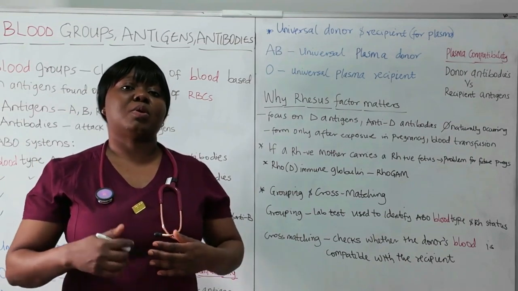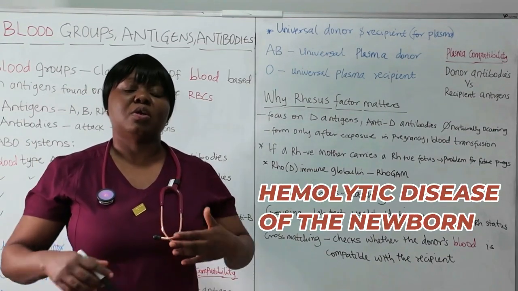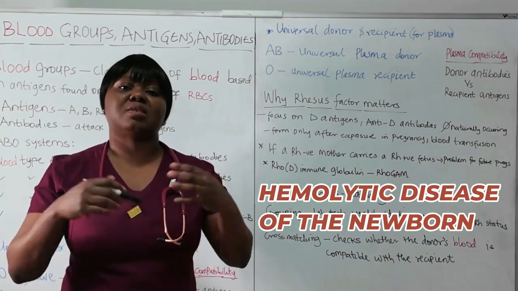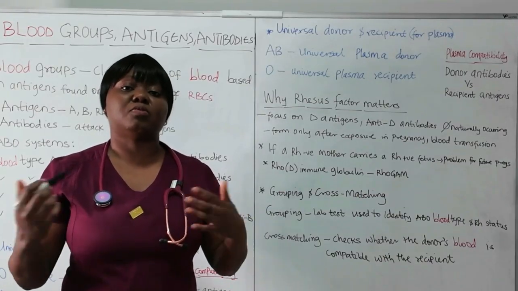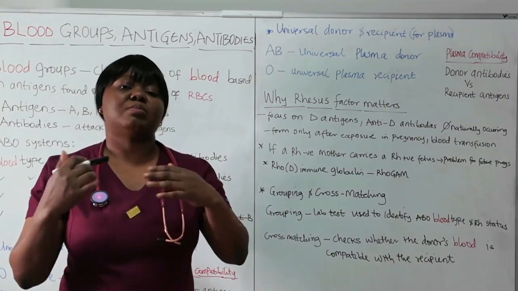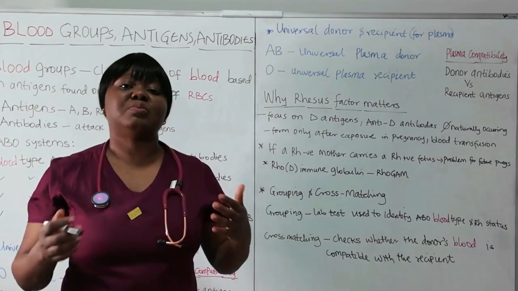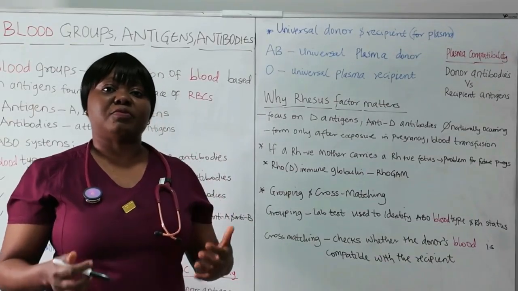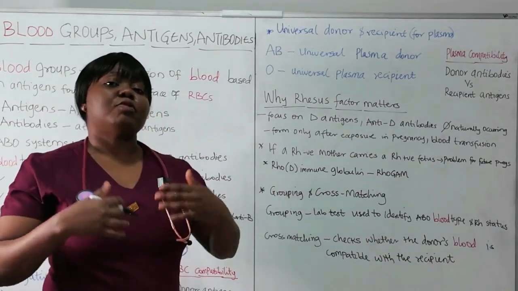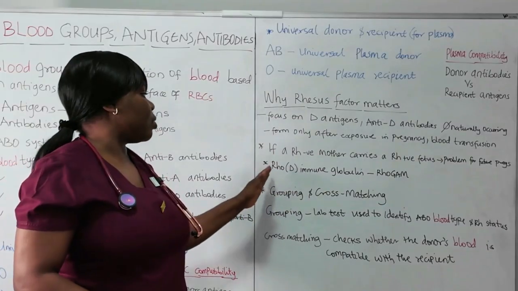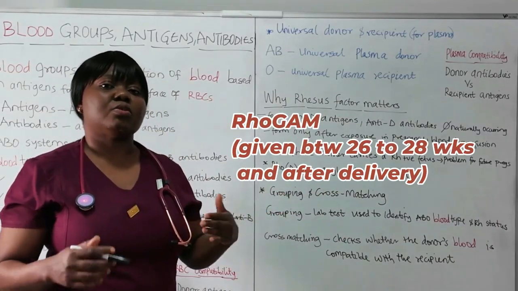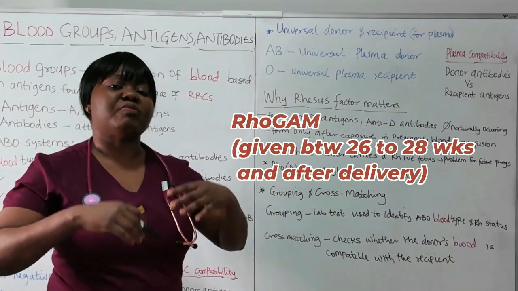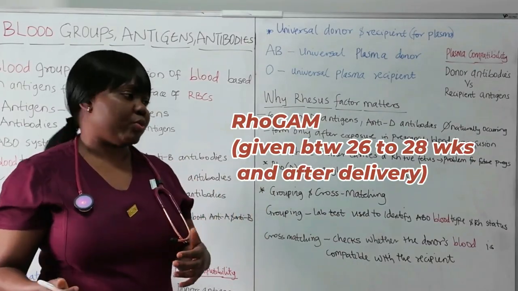So this can lead to what we call hemolytic disease of the newborn. When she conceives again, the antibodies are going to fight the antigen, and it leads to excessive breakdown of red blood cells in that fetus. Now, for future pregnancy, to prevent this, they give what we call Rh immune globulin, which is RhoGAM. They give this injection to prevent that agglutination, to prevent hemolysis in that newborn.